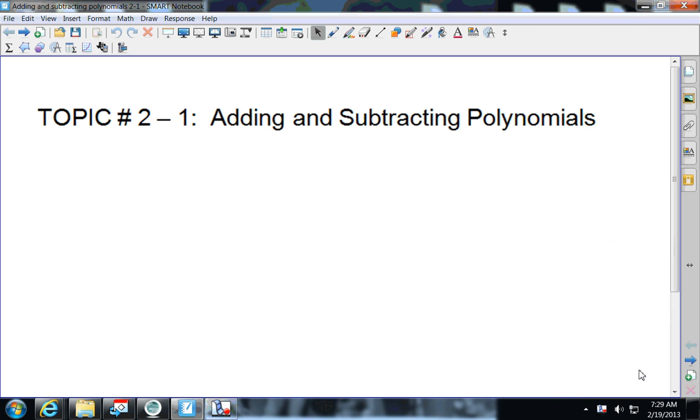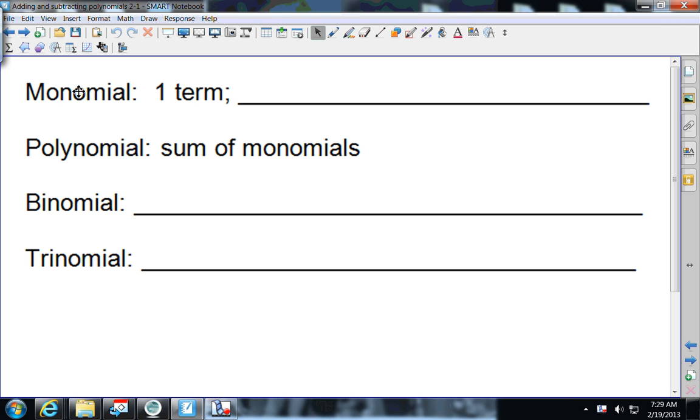Okay, we're going to be working on adding and subtracting polynomials. Well, the first question becomes, what the heck is a polynomial? First off, a monomial is just one term. It's something like when we just have the number 3, or if it's just like an x, or x squared. Mono means one, so that's when there's one term.